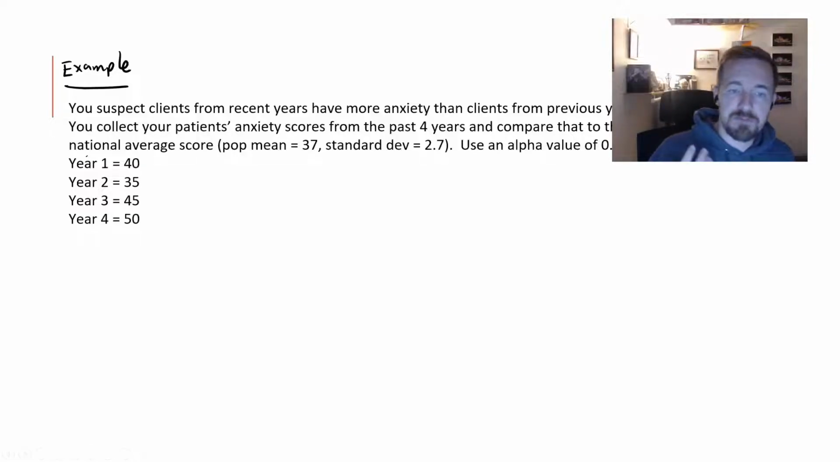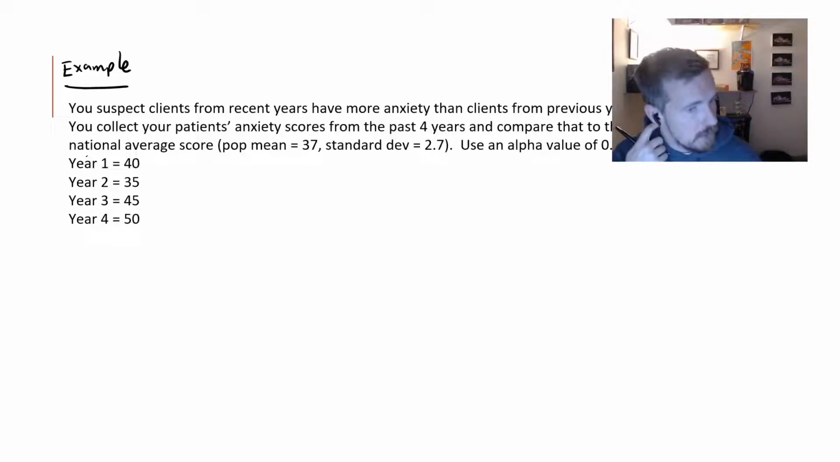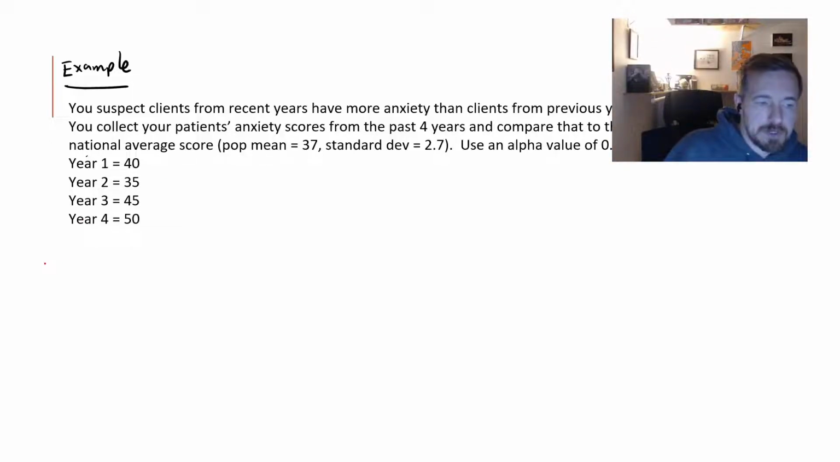So, how do we find whether or not our clients from recent years are more anxious than the national average? How do we find that? Okay, so the first thing that I'm going to do, just to give ourselves a roadmap, is draw out or write out those steps. So this will let us know where we need to go.